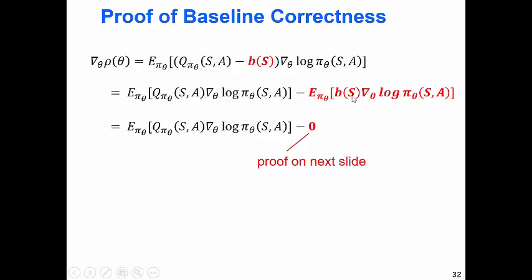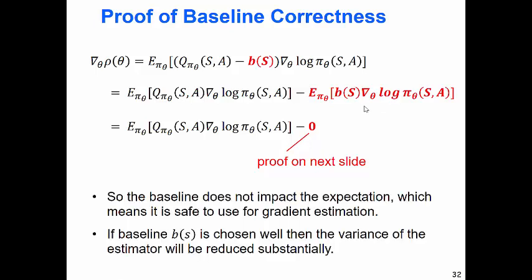And this term here, the expected value of the baseline multiplied by this score function, turns out to be equal to 0. And we'll see that on the next slide. So this slide is why it's correct. Basically, the expectation of any function of S multiplied by the score function is going to be 0. So let's see why that is. And so the baseline won't impact the expectation.